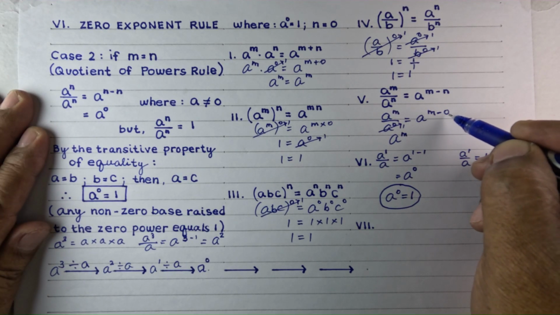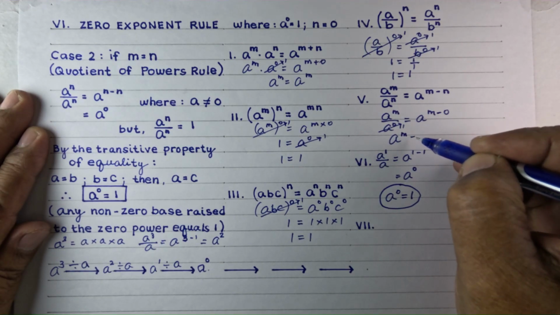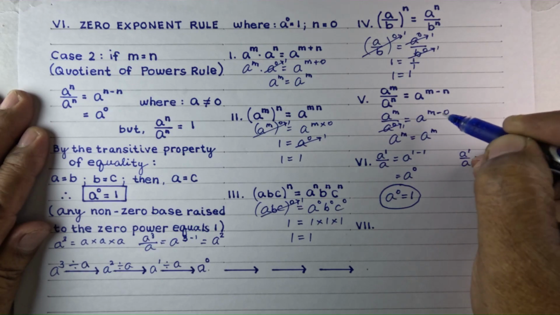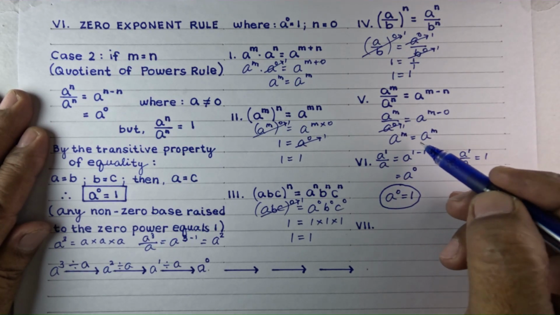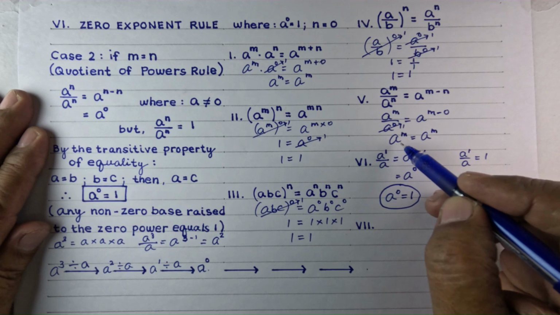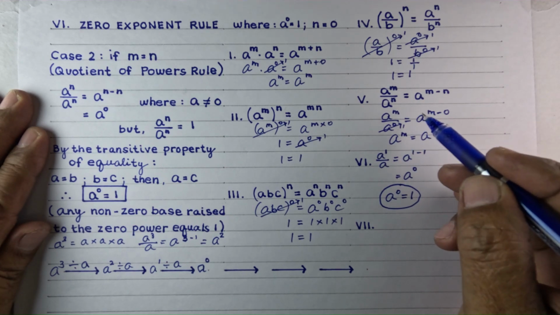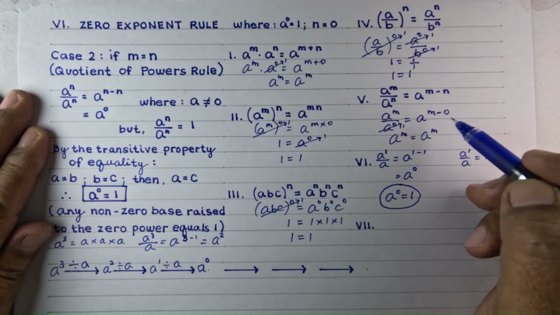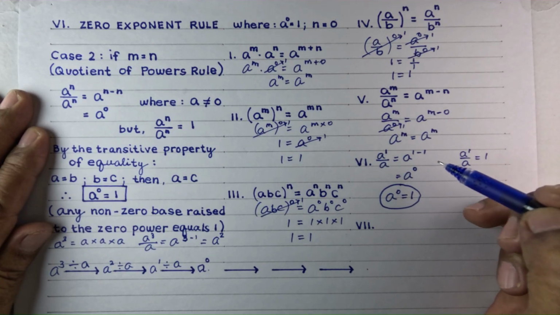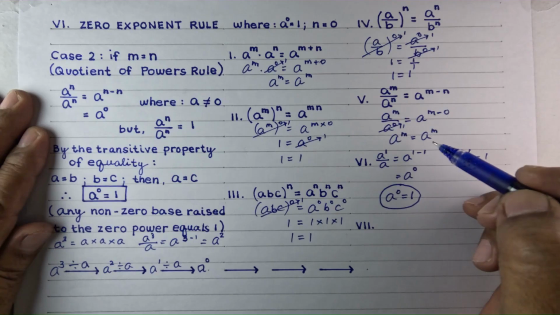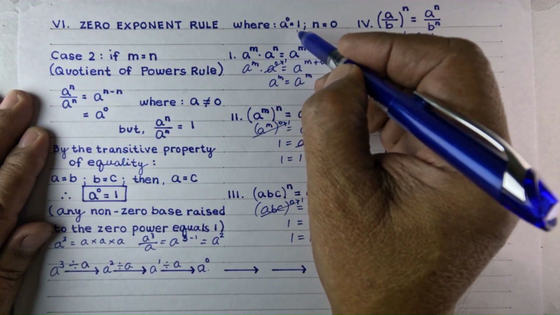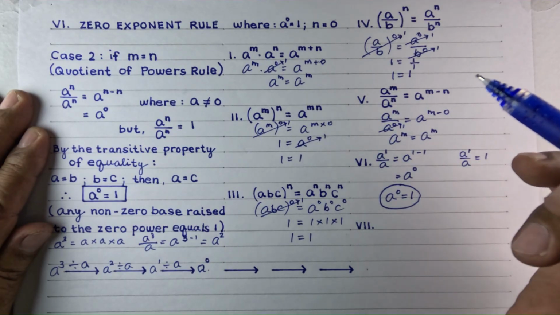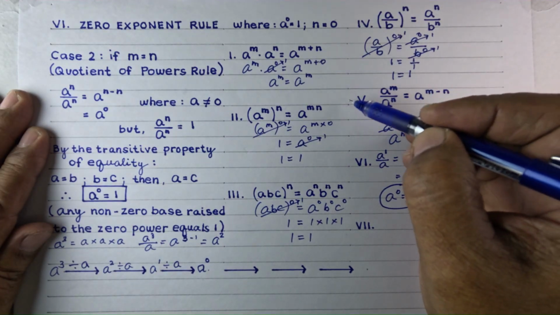m minus 0 is m. So this is simply equal to a to the m. So a to the m equals a to the m. Both sides being equal, there's no contradiction. Therefore, a to the m equals a to the m is a statement of validation. So they concluded that a to the 0 equals 1 was consistent with the fifth law.